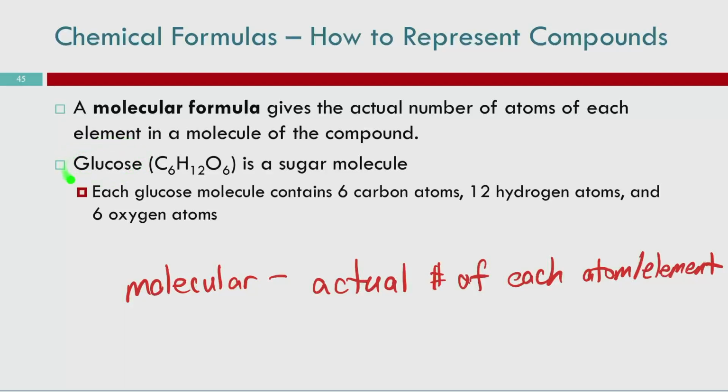So for example, glucose has the formula C6H12O6, meaning we've got 6 carbons, 12 hydrogens, and 6 oxygens. That's the actual number. If you were to zoom in with a microscope and look at the glucose molecule, that's the number of each of those elements that you would see in one unit.